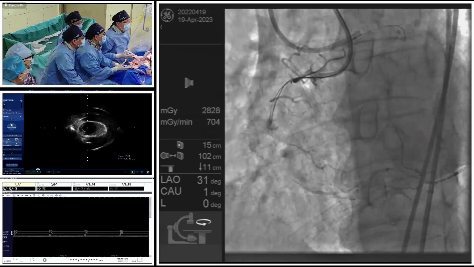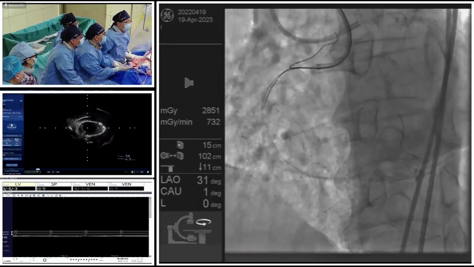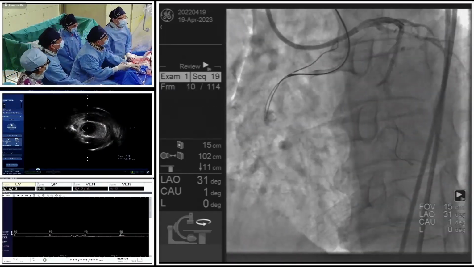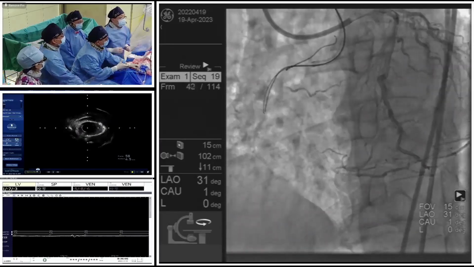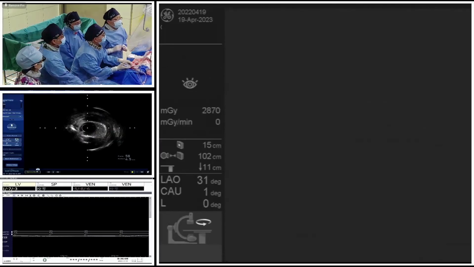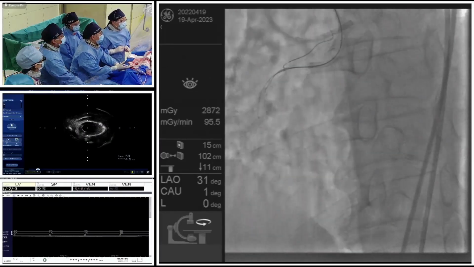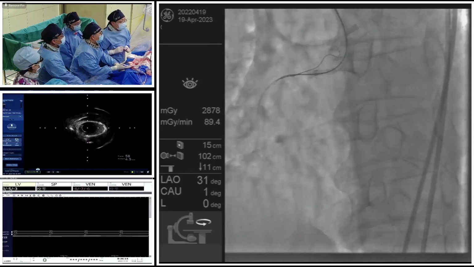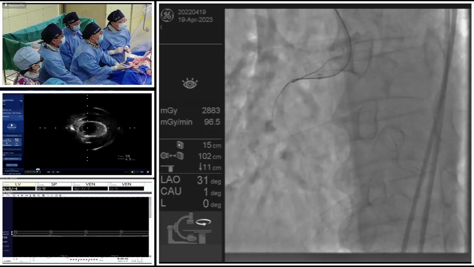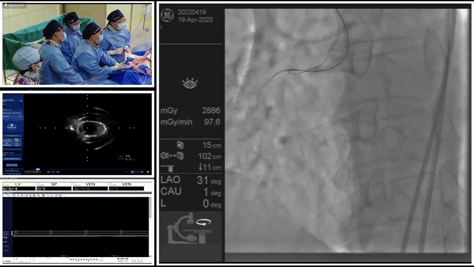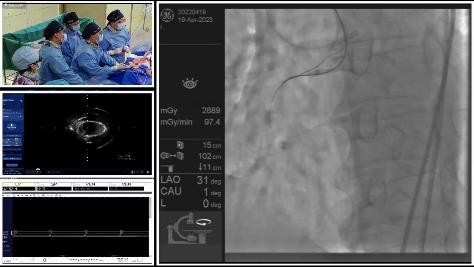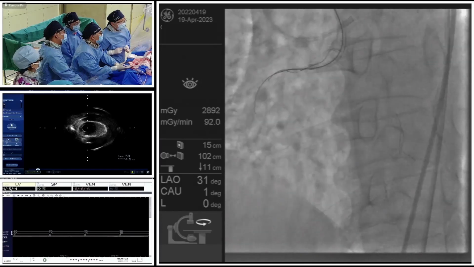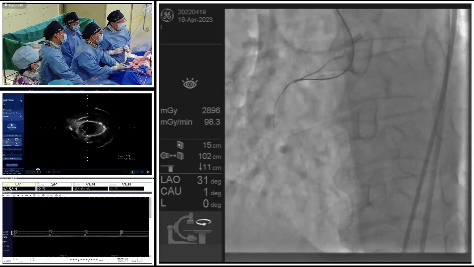We can see that Professor Lee is using the contralateral collateral flow to confirm the wire location from the antegrade side. It's not performing. Restore a little bit. Go a little bit to the left side, maybe. If this fails to come into the true lumen, I will try the retrograde approach.